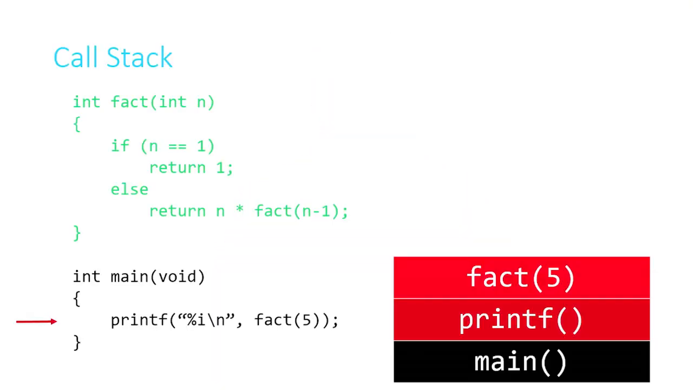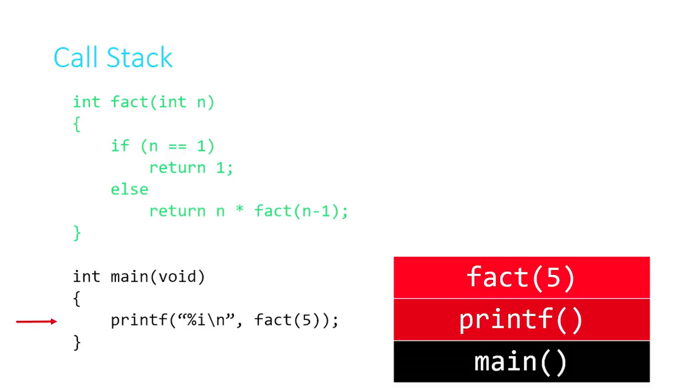As soon as it does that, main kind of is on pause. It's kind of hanging out right here, and it is waiting for printf to do its work. Well, what does printf have to do? It just has to print out a number, but it has to print out factorial of 5. But it doesn't know factorial of 5. It has to make a function call. So printf then goes on pause and waits for factorial of 5, which now becomes the new active frame.